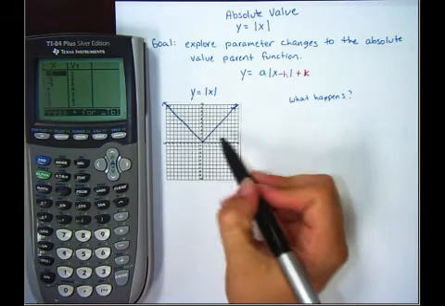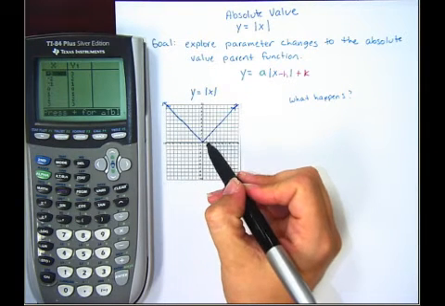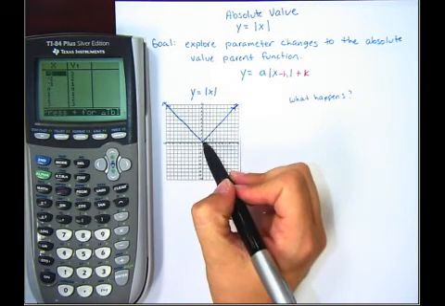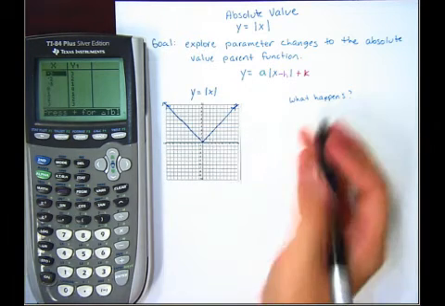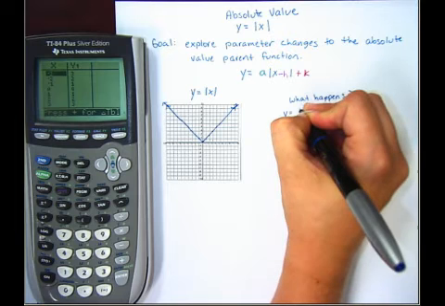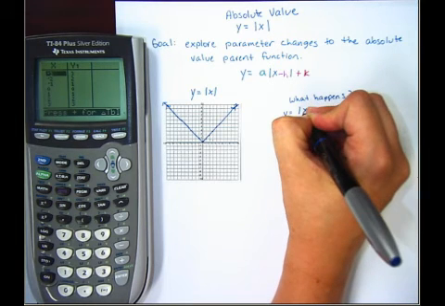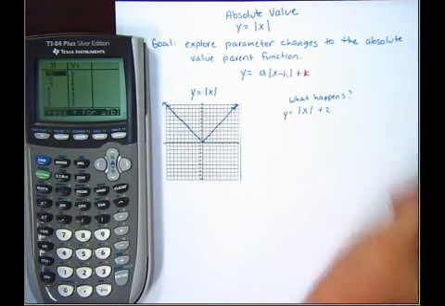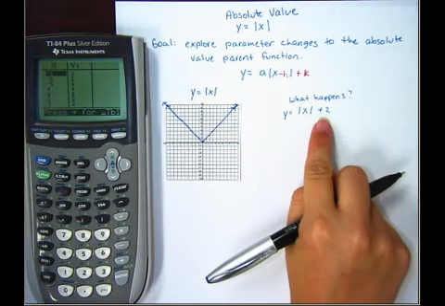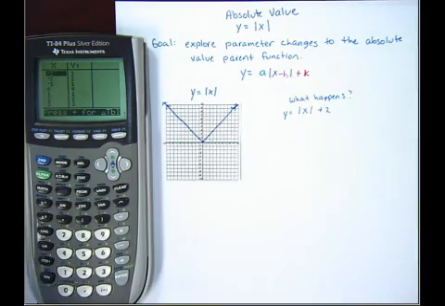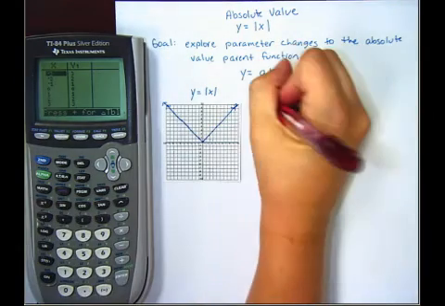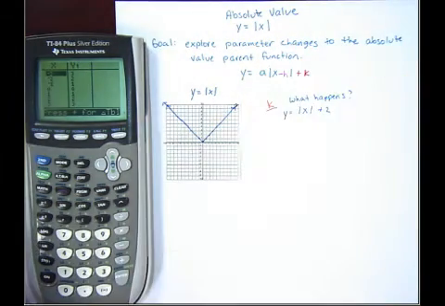Some things we note is it starts at 0, 0, then it goes 1, 1, 2, 2, 3, 3, same the other direction, negative 1, 1, negative 2, 2, negative 3, 3. So we want to see what happens if we change our equation. So if we change it to y equals the absolute value of x plus 2. If you notice, this plus 2 is outside my absolute value bars, which is very similar up here to the top where we have plus k. So the first variable we're looking at is k. We want to see what k does to our equation.